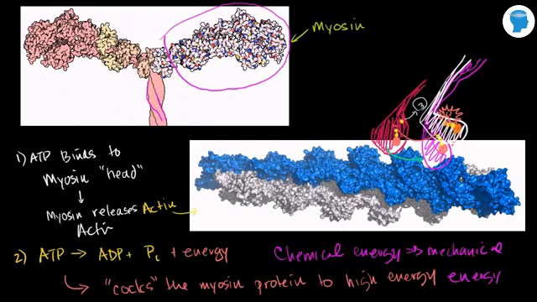It generates the power stroke to actually push on the actin filament, and you can imagine it either moves the myosin, whatever the myosin is connected to, to the left, or whatever the actin is connected to, to the right. And we're going to talk a lot more about what they're connected to in future videos.